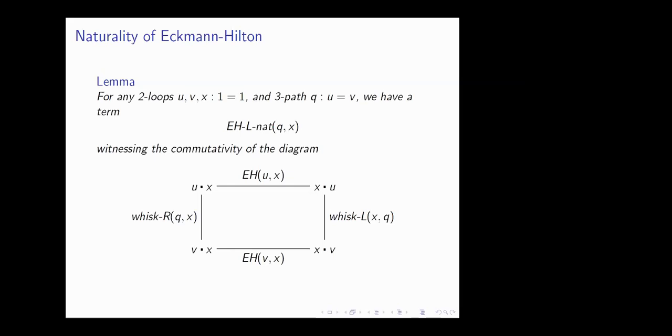So if we go one dimension higher and we have some transformation in mind, some higher path Q from U to V, then we actually have a commutative diagram which says that if we turn U to V via whiskering on the right, and then we swap those paths around using the Eckmann-Hilton term, that's the same thing as if we swapped it to begin with, and then we perform the same transformation, but now on the other side, on the right.